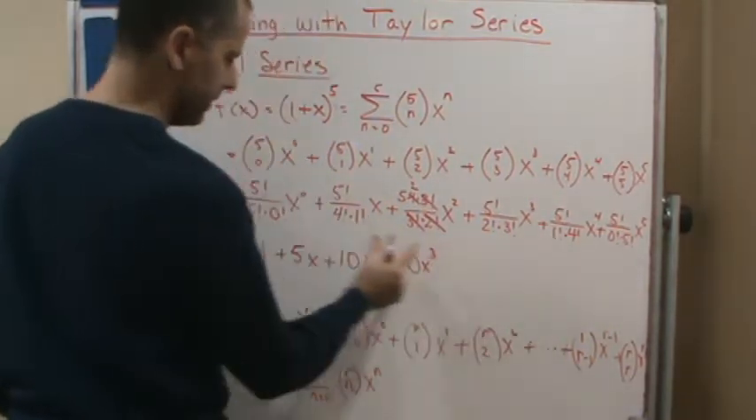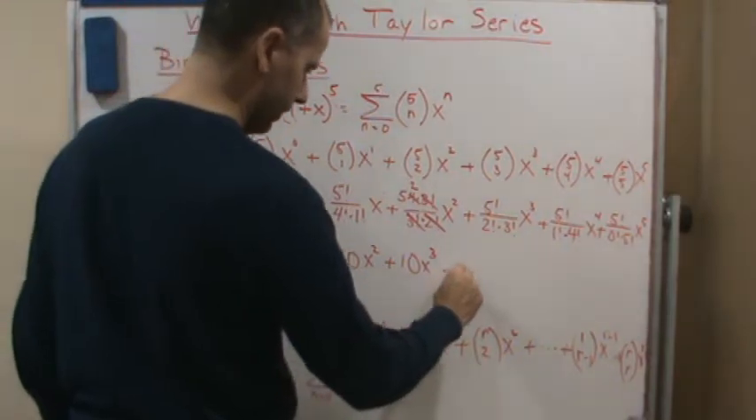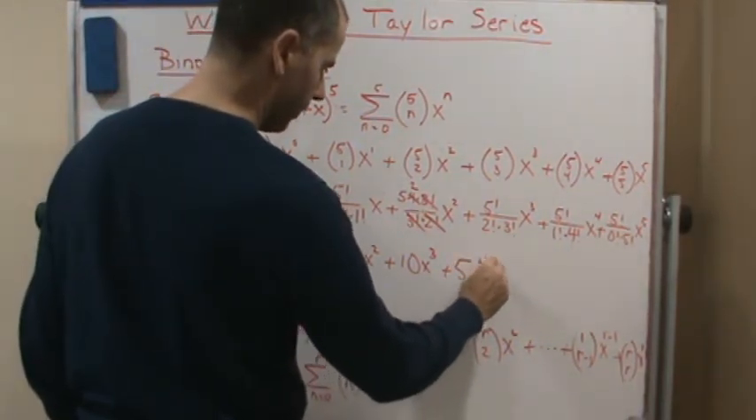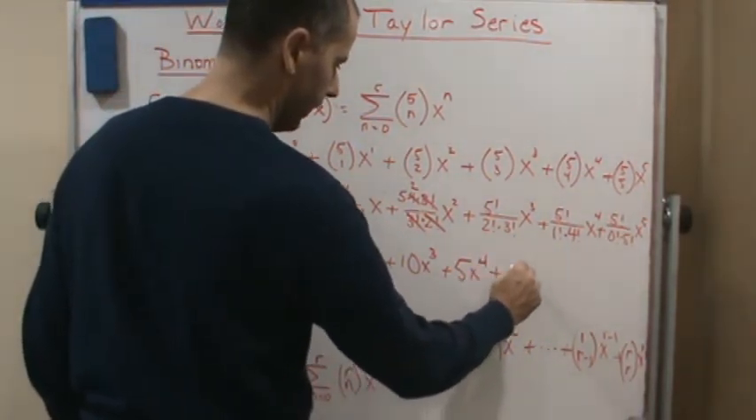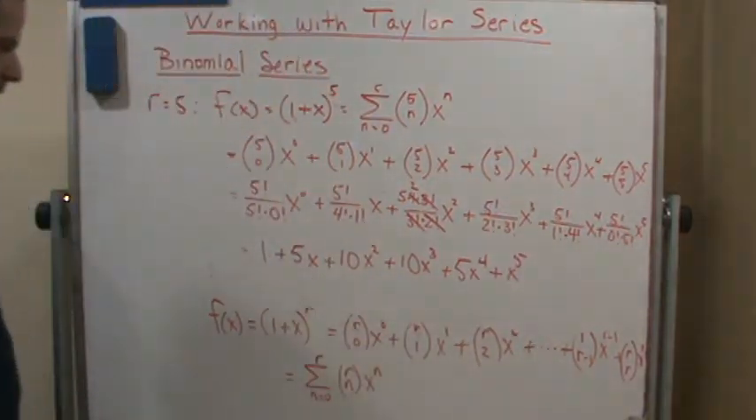And then this is the same as this, so we get 5x to the fourth. And then finally, x to the fifth. And we get our binomial expansion.